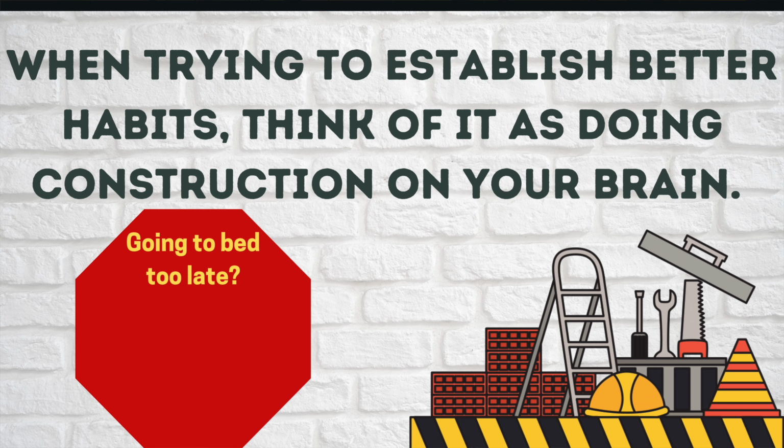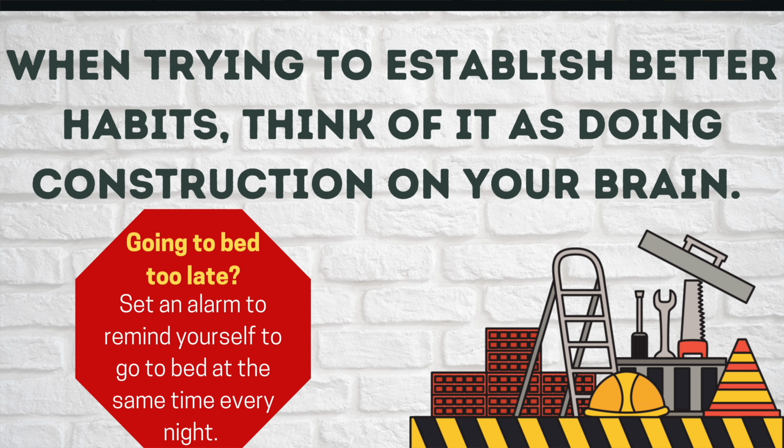If you're going to bed too late, try setting an alarm to remind yourself to go to bed at the same time every night. And once you're in bed, put that phone down, because the blue light from your phone stimulates the brain and makes it hard for you to fall asleep. So just because you're lying in your bed doesn't mean that you are actually going to bed.